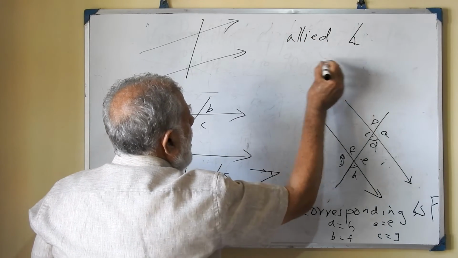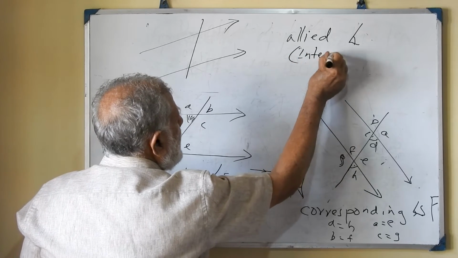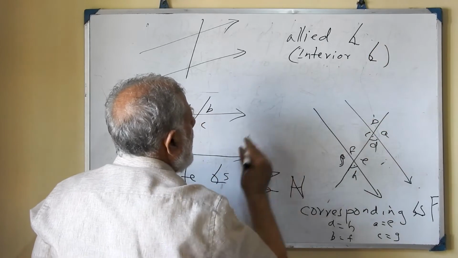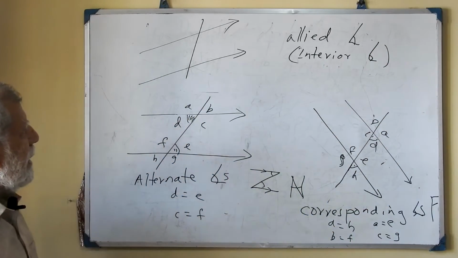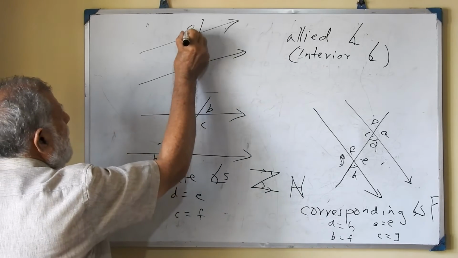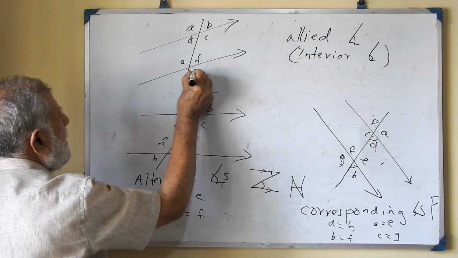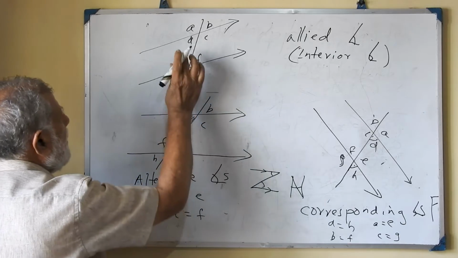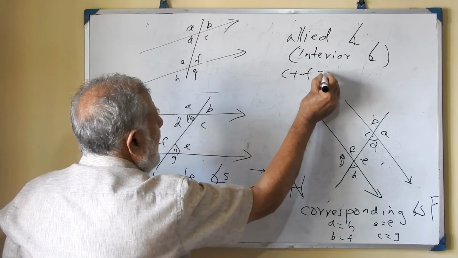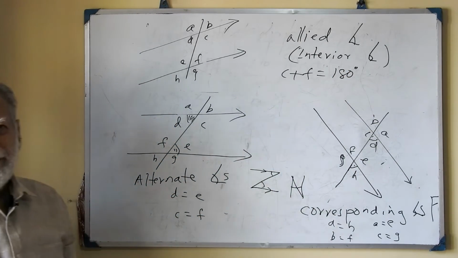Allied angles, or in some countries they say interior angles. Allied angles are both inside, but they are not equal. I will say A, B, C, D, E, F, G, H. So we have C and F, but C and F add up to 180 degrees. That is the thing we should know about allied angles.